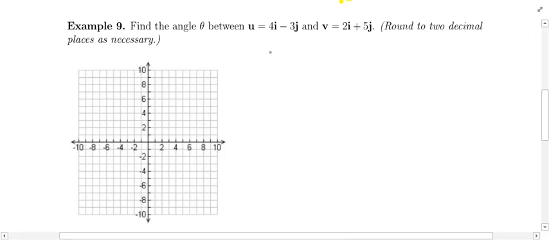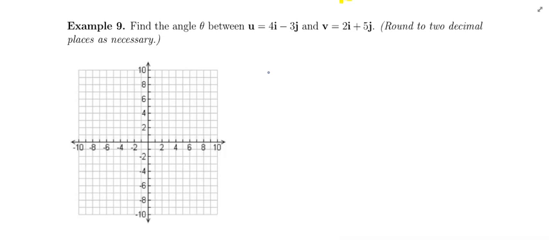Okay, so I have provided a grid. It's not necessary to sketch this out, but I do want to show you just to get an idea. If you sketch your vectors, you can have an idea going in whether you should be calculating an acute angle, an obtuse angle, or a straight angle, or a right angle. You have an idea of what to expect for your answer.